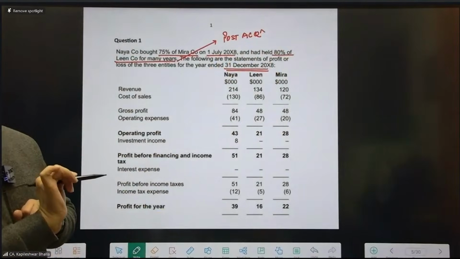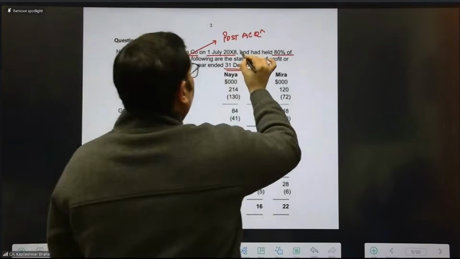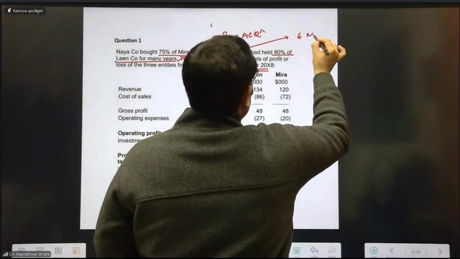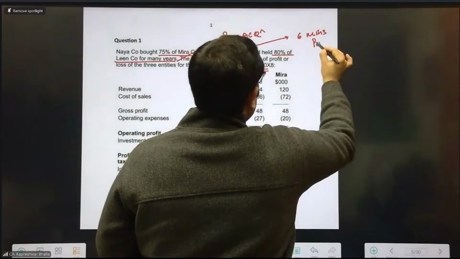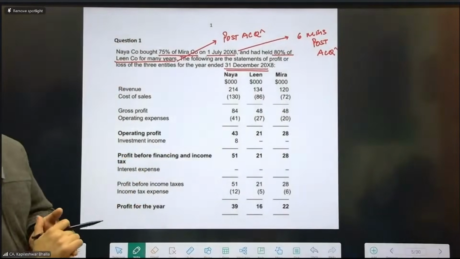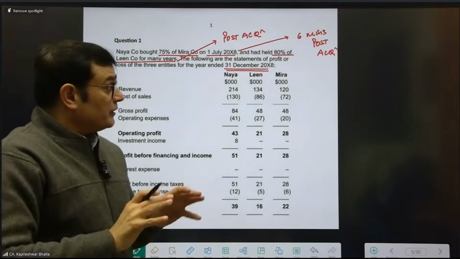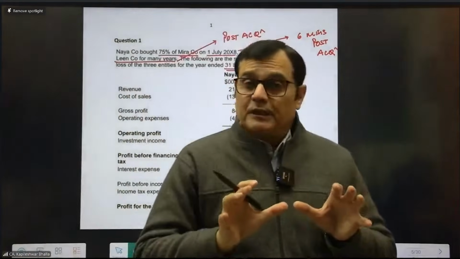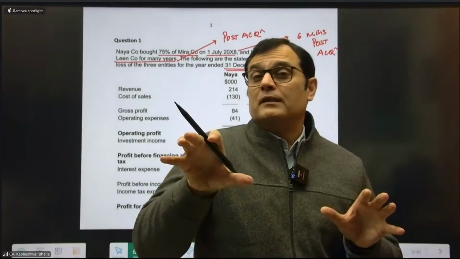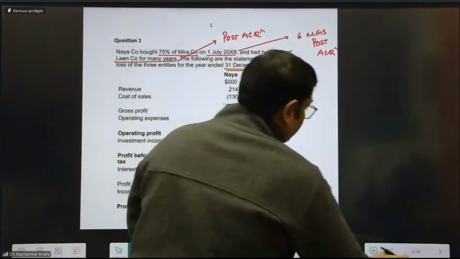Because when you acquired the shares in terms of Lean, that was many years back. Great. And in terms of Mira, when you acquire the shares on 1st July, can I say only 6 months is going to become post-acquisition in this case? That is my first focus point, that I will consolidate only the period of post-acquisition. Wow. So there are two subsidiaries, but you need to be careful that in terms of both the subsidiaries, one is completely post, another one is 6 months post. Wonderful. Now this gives me the income statement.